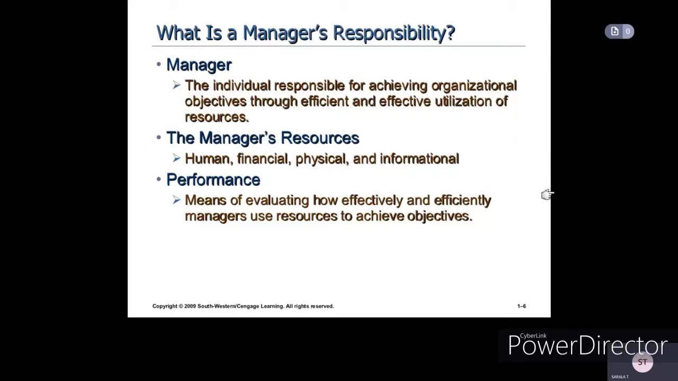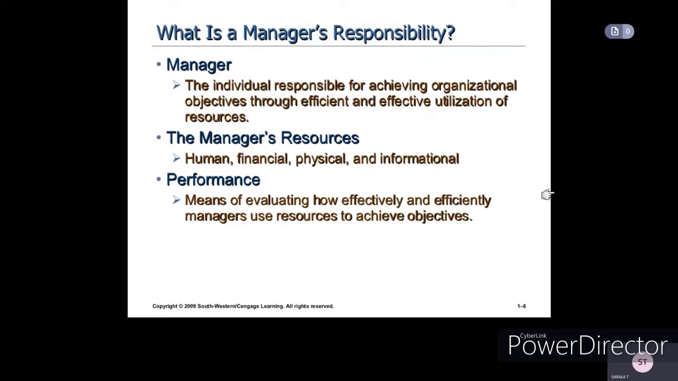In the previous session, we learned about why we need managerial skills for personal needs and also for industrial needs. Now we are going to learn about a manager's responsibilities. A manager is the individual responsible for achieving the organizational objectives through efficient and effective utilization of resources. That is the definition of the manager, who will be responsible for achieving all the organizational objectives.